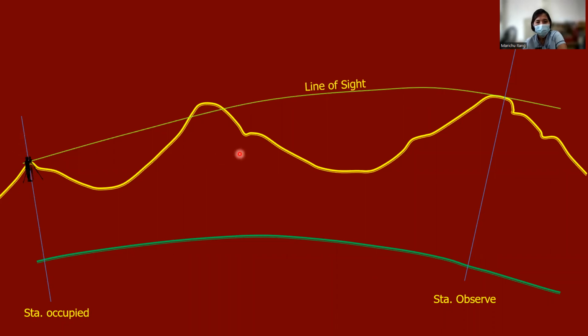Okay? So let's say ito yung line of sight, itong line of sight mismo ng telescope ng instrument. So let's say this is the orthometric height. So take note, yung H natin is measured along our level surface. Ito yung ating geoid. So geoid to point, that is our orthometric height. So let's say yung orthometric height ng ating occupied station is H1. And then yung ating orthometric height or yung elevation mismo ng station observed, let's say ito ay H2.